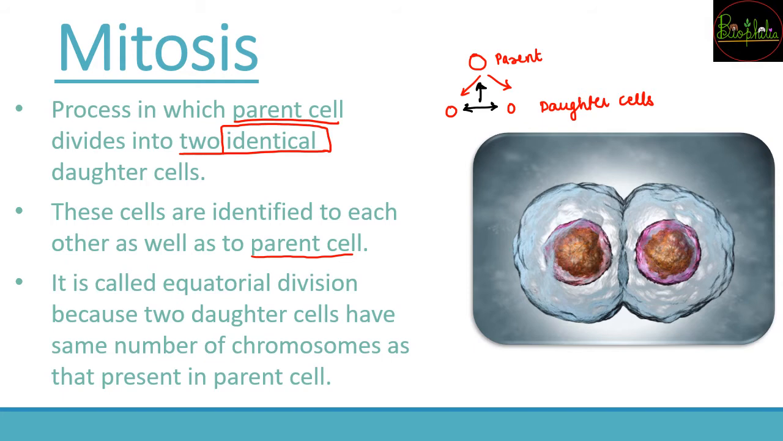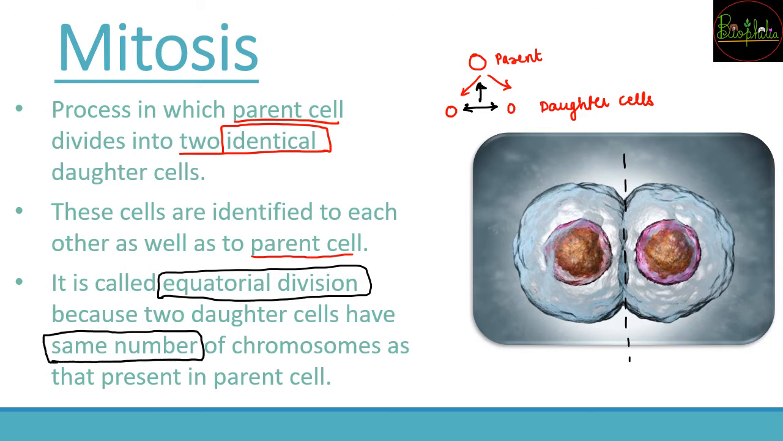So since these are going to be just the splitting of the cells, यानी उनमें कोई variations नहीं हो रहे हैं, these are going to be called as equatorial divisions, because you can say that these are going to split into two halves, and this is going to form the two daughter cells, and they will also have the same number of chromosomes.